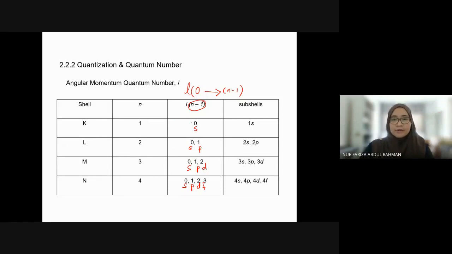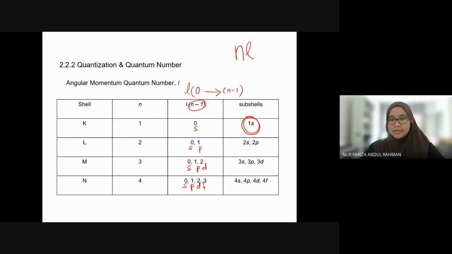So we have L. This is the representation of L. But to represent the shell and also the subshell, we have this notation. From this notation, we will be able to know the N and also the L, the location of the electron. So 1s, it should be like this. This is the notation: N and then L, NL.